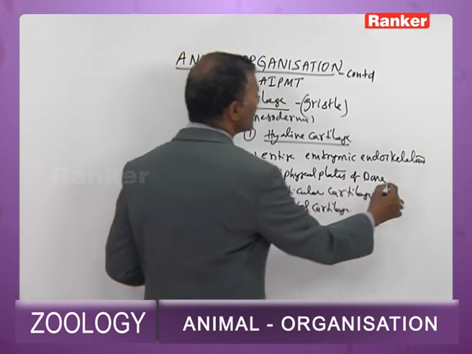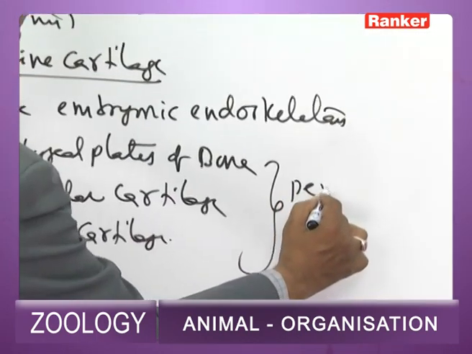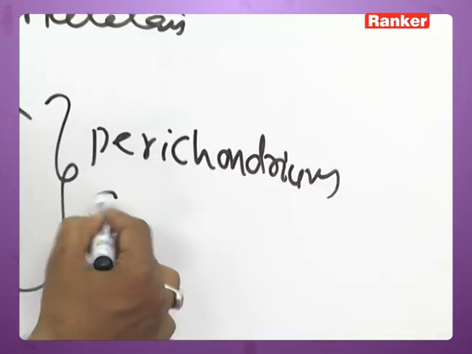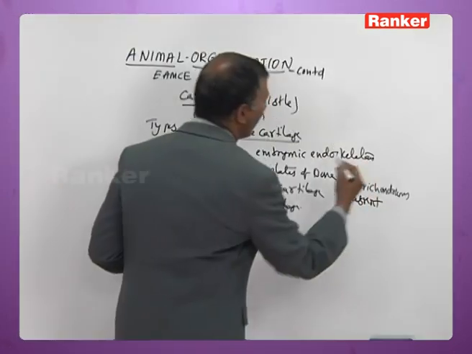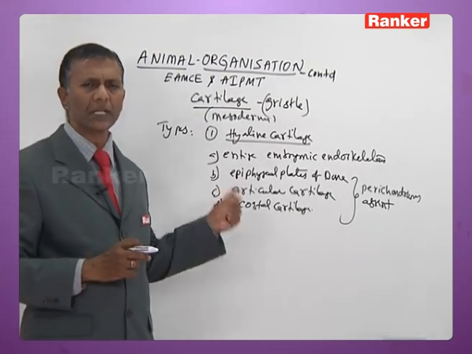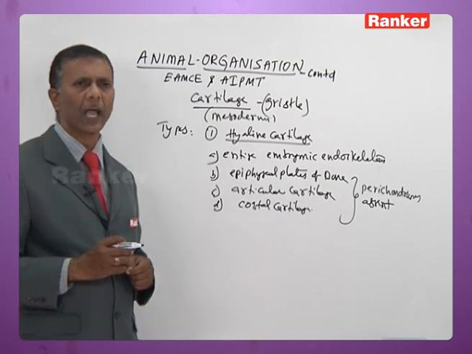Now in these three regions, perichondrium is absent. Hyaline cartilage is by and large with perichondrium, but only in these three regions is perichondrium absent.